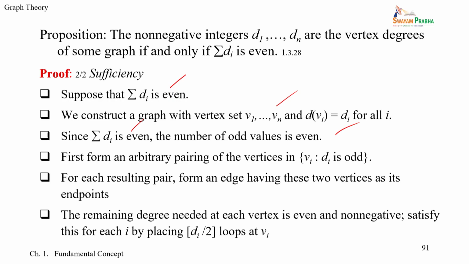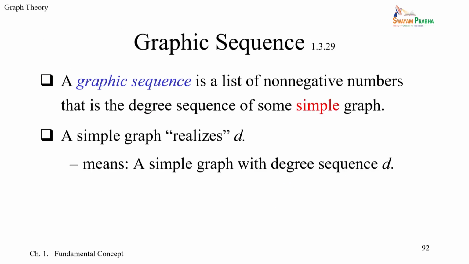For each resulting pair, form an edge having these two vertices as its endpoints. So, the remaining degree needed at each vertex is even and non-negative. It is satisfied for each i by placing di by 2 (floor) loops at vi. Next, graphic sequence. A graphic sequence is a list of non-negative numbers that is the degree sequence of some simple graph. So, a simple graph realizing D means a simple graph with the degree sequence D.